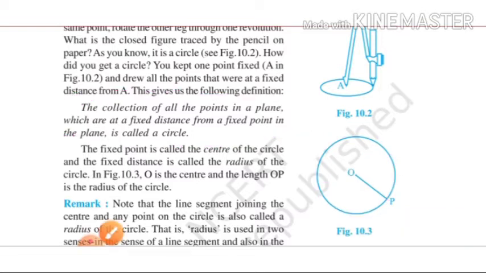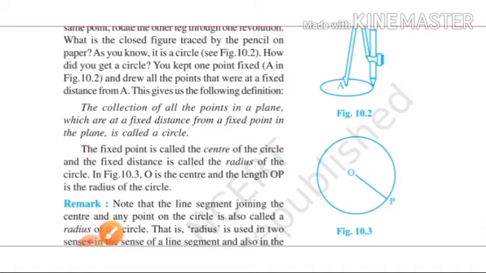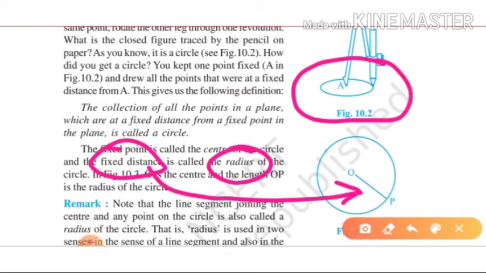Now this fixed point is known as the center of the circle. That means this O is the center of the circle, and the fixed distance, which is here OP, is called the radius of the circle. This is known as the radius of the circle. Now you can draw a circle with the help of a compass. We know how to draw a circle with the help of a compass.